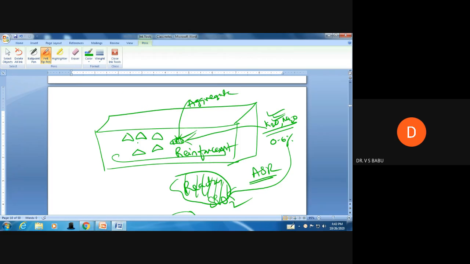Okay. Next, another phase is cement paste. This is the cement paste. This is called the cement paste. Now these are the various phases. Now come back to this slide.